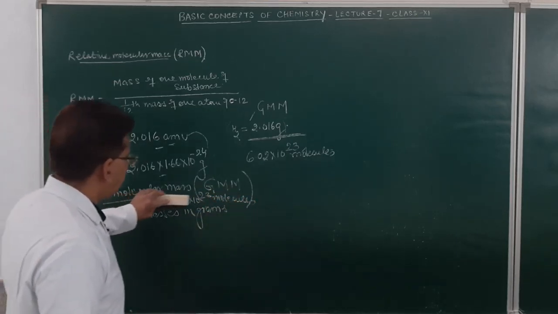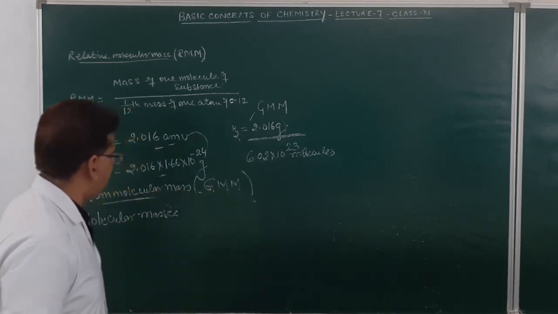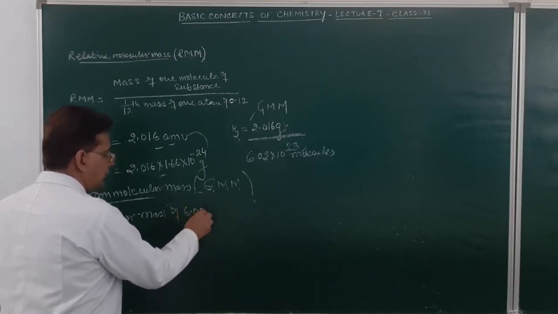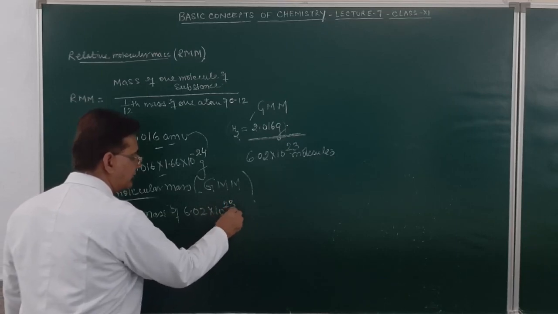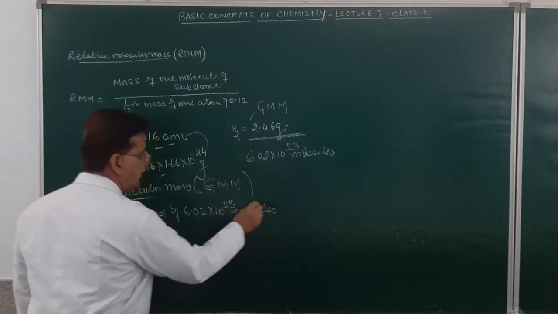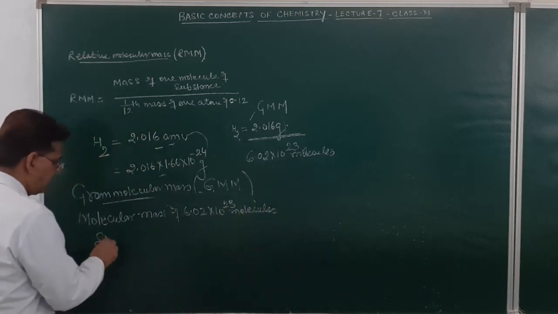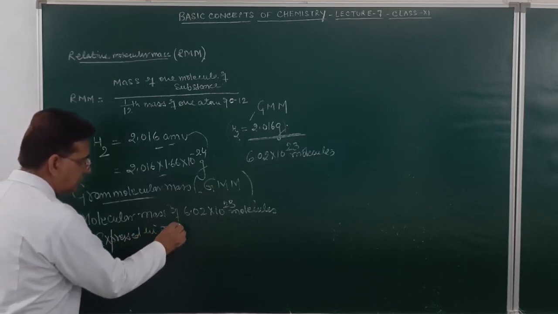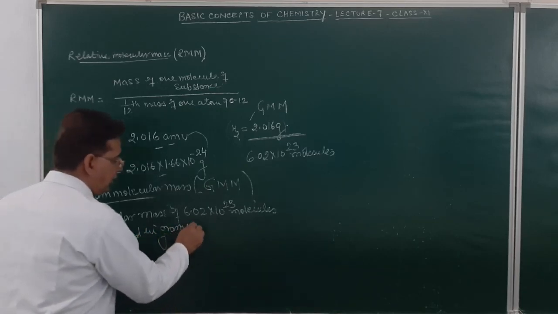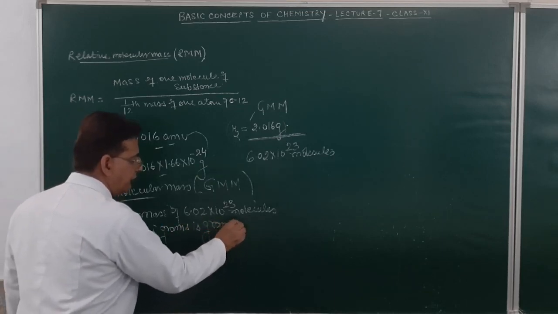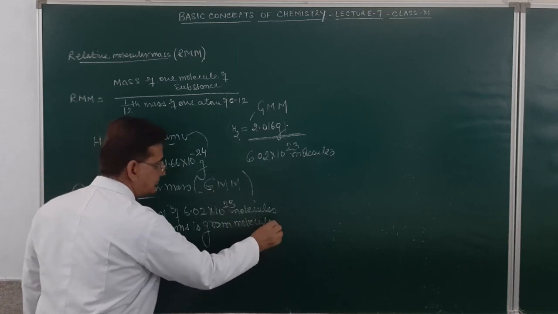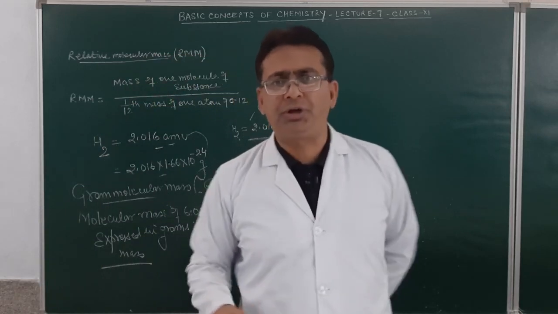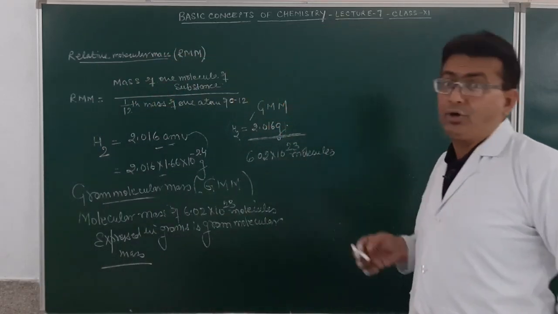Am I clear? Let me write it: the molecular mass of 6.02 into 10 raised to power 23 molecules expressed in grams is the gram molecular mass. Am I clear, student? What is 6.02 into 10 raised to power 23 molecules? This is called Avogadro's number of molecules.